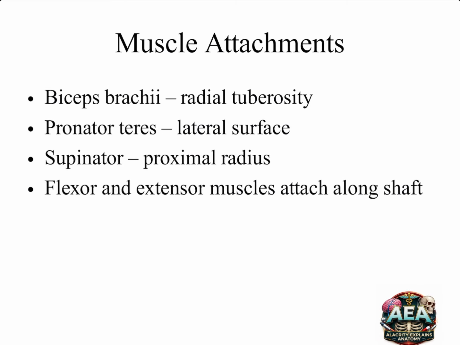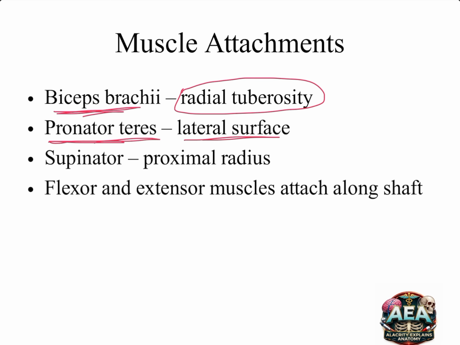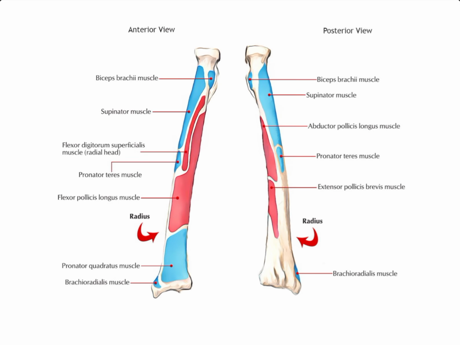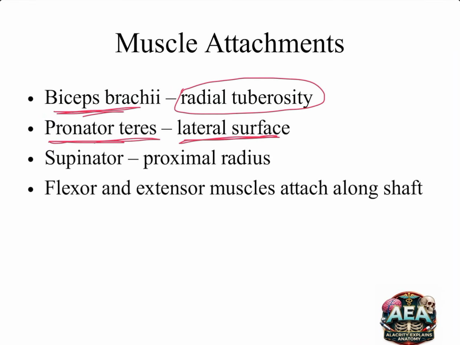Now let's talk about the muscle attachment of the bone. We have the biceps brachii, which attaches to the radial tuberosity. We have the pronator teres muscle, which attaches to the lateral surface of the bone. You look at the bone here, you have the pronator teres, which is attaching to the lateral surface. This is the lateral aspect, lateral surface of the bone.